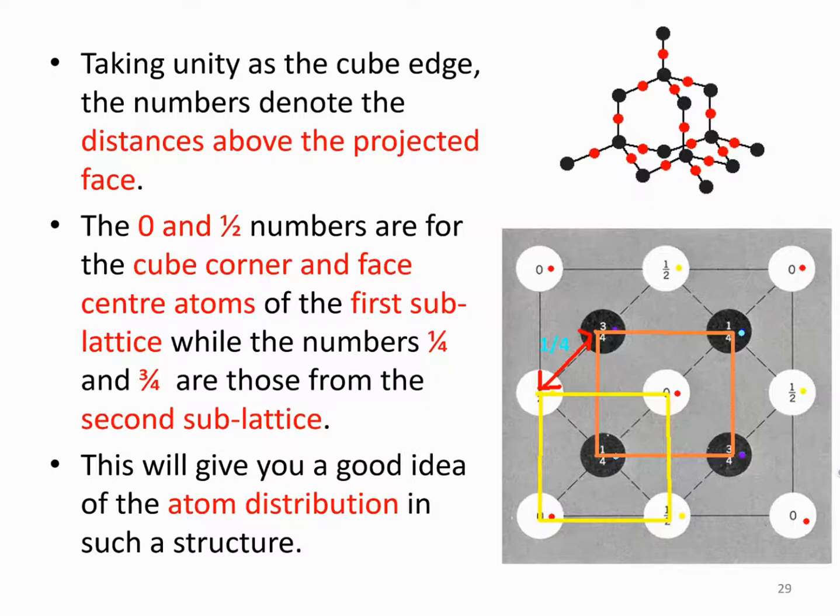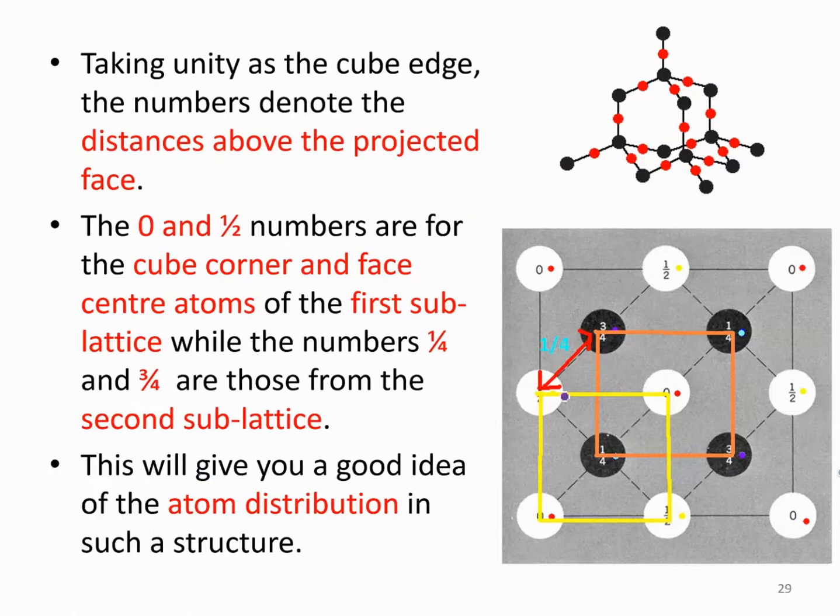So taking unity as a cube height, the numbers denote the distance above the projected face. The 0 and 1/2 numbers are for the cube corner and face center atoms of the first sublattice, while the numbers 1/4 and 3/4 are those from the second sublattice. So this will give you a good idea of the atom distribution in such a structure.